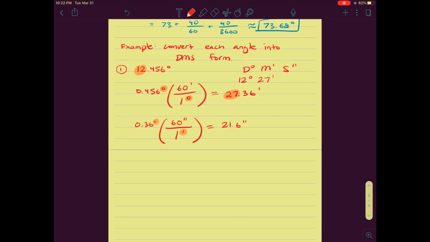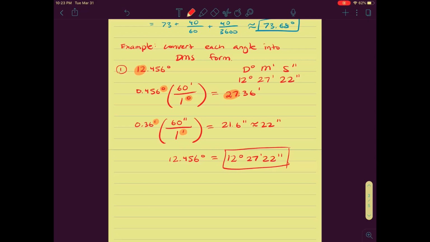Now, for this one, we're going to round it to the nearest second. So I'm going to just say this is 22 seconds. And so those are my seconds. So in the end, we started with 12.456 degrees, and this is exactly the same thing as 12 degrees, 27 minutes, and 22 seconds. And this is my answer.